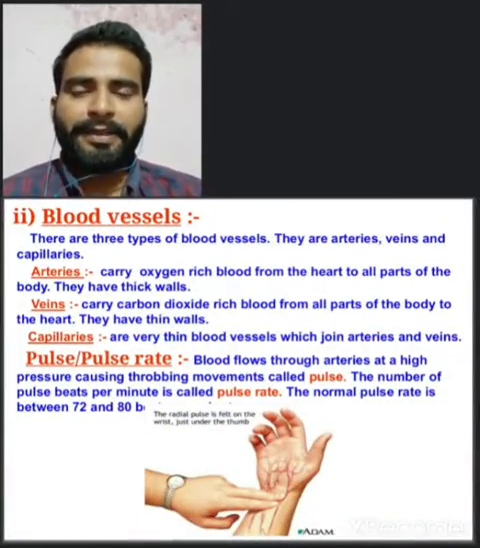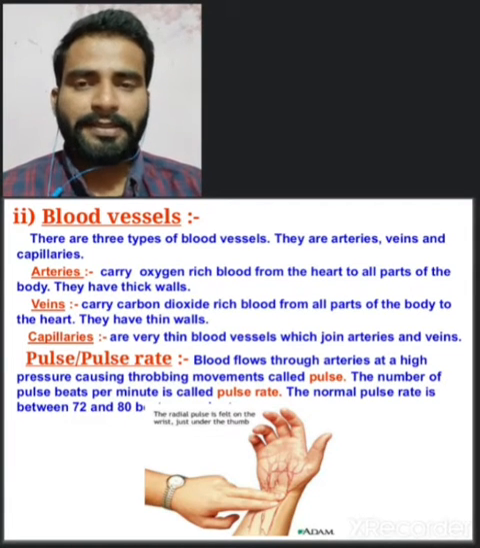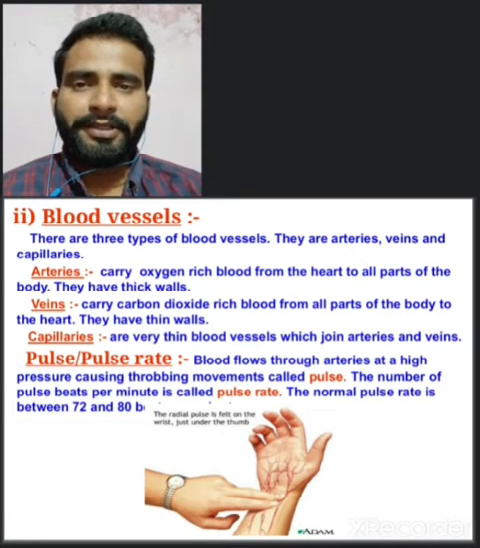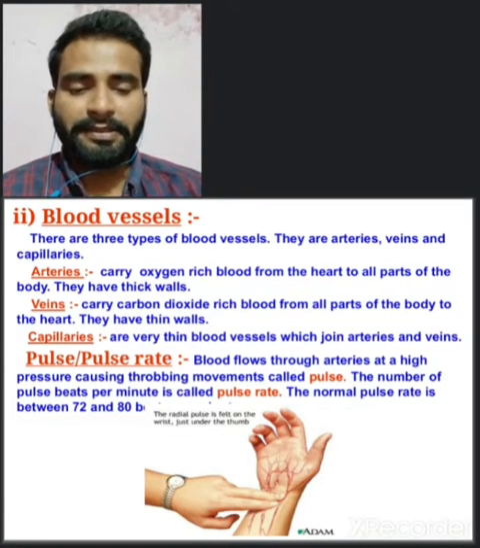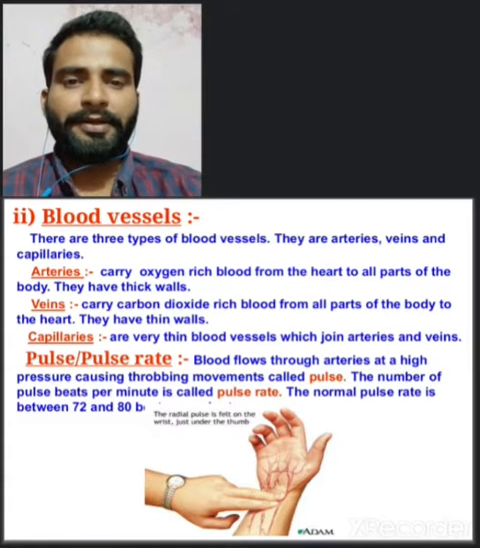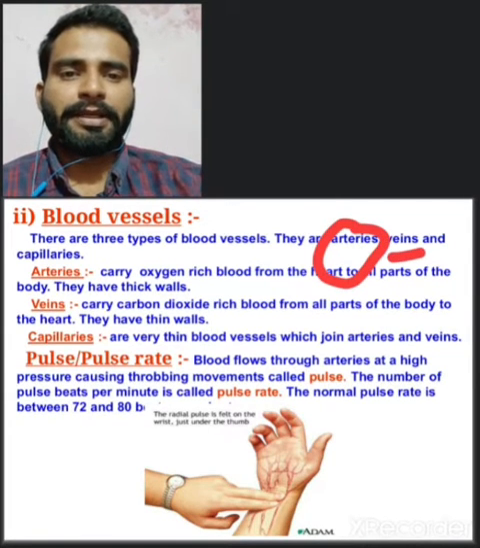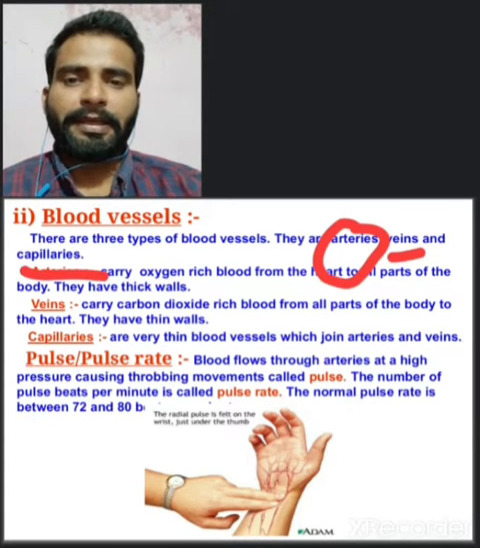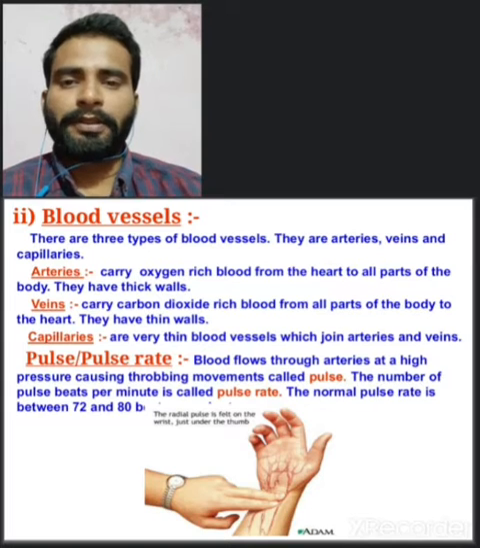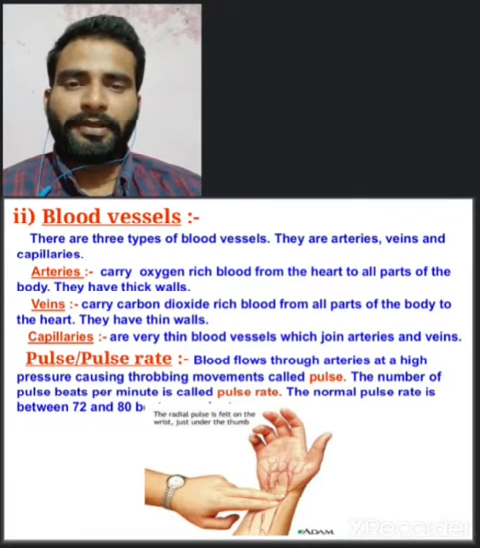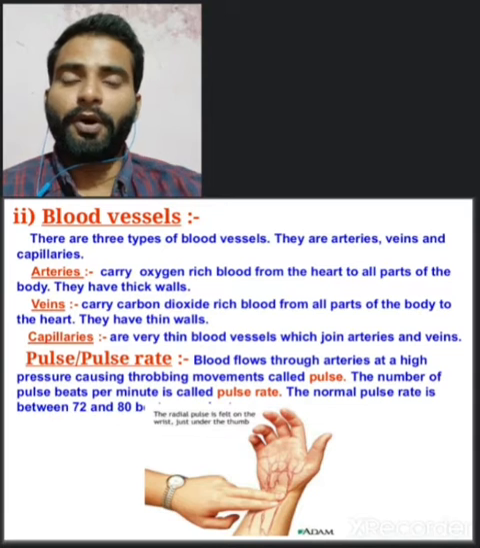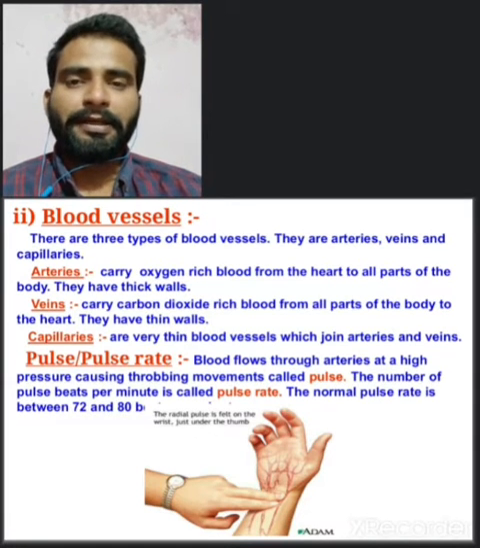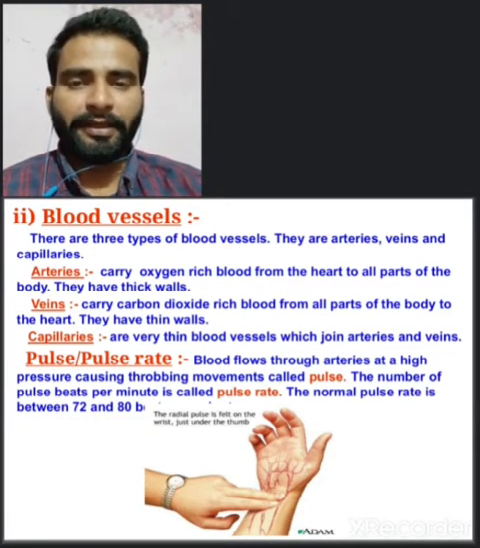After that, the second part of the circulatory system is the blood vessels. There are three types of blood vessels in our body. The first one is arteries, the second one is veins, and the third one is capillaries. Arteries carry oxygen-rich blood from the heart to all parts of the body, and the walls of the arteries are very thick.